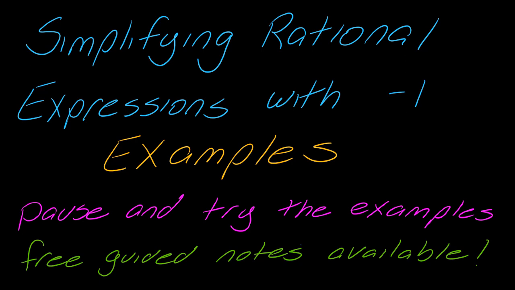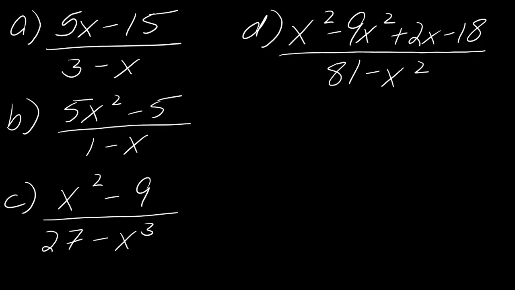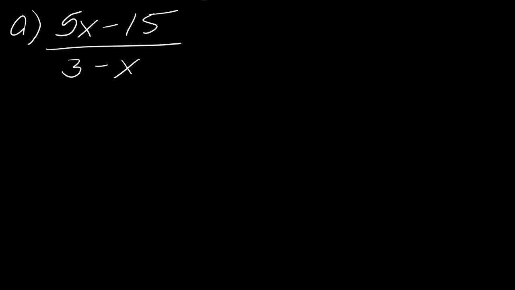So in this video, I'm going to talk about simplifying rational expressions with the -1 trick. It's kind of hard to describe, but basically it's the multiplicative property of -1, where you factor -1 out of a factor to cancel out a term. I'm going to show that 4 times in these examples. I'm assuming that you are familiar with the idea and you just want to see a few more examples. So let's just jump right into this.